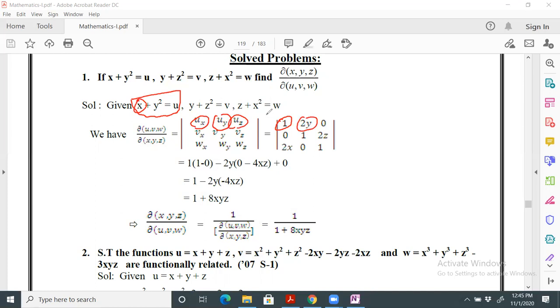Next, uz is required. Partial differentiation of u with respect to z, treat x and y as constants. But the given u function is in terms of x and y only, so u is a constant function. Differentiation of a constant is 0, so we are taking 0. Like that, finding the second row values, third row elements, and finding the determinant. Getting the value 1 plus 8xyz.